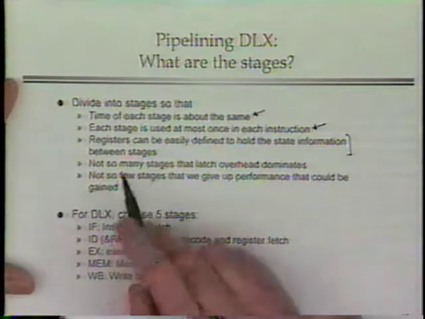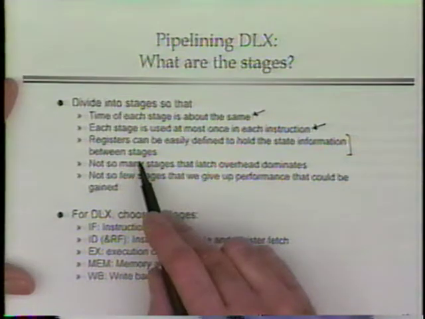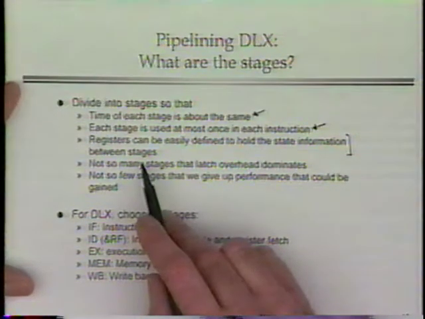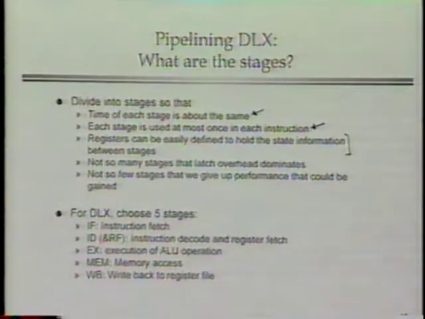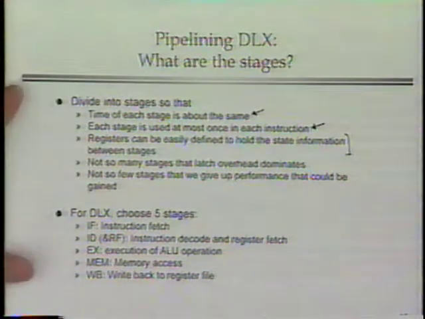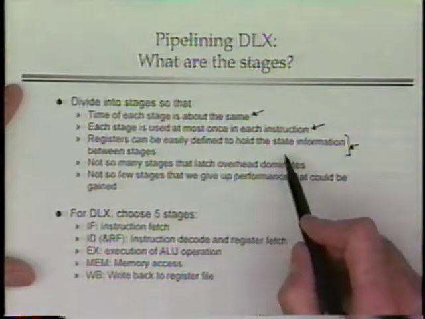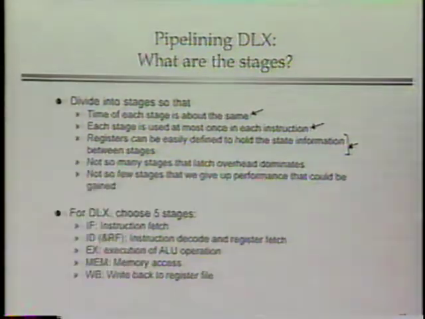There has to be a place to conveniently hold state information between stages. So trying to break up an ALU, for example, that's adding two 32-bit numbers, into two stages so that one instruction can be using the first half and the other instruction can be using the second half is a tough thing to do. Not impossible, but tough. But we've got to be able to define where the registers are that save all of the state information that you need for a particular instruction in a particular stage.